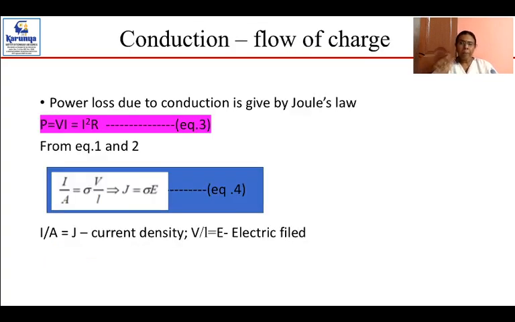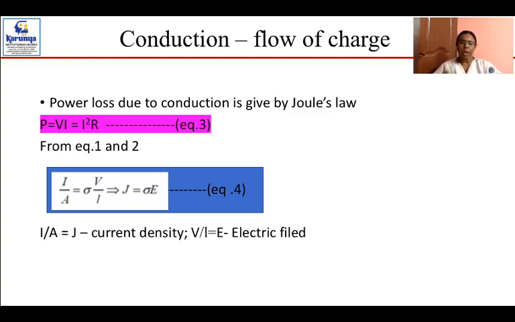Now, what happens when current flows through the material? Definitely, there is some resistance offered by the material, and there would be some power loss. This is given by Joule's law. Power is nothing but V multiplied by I. Joule's law says power is nothing but I square R. There is some loss due to the resistance offered by the material.